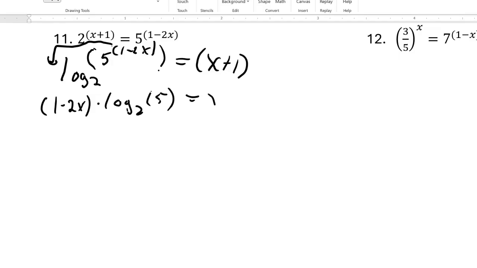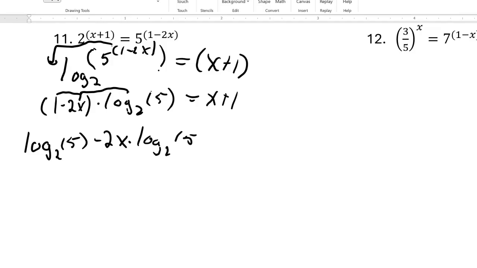Right? Right-hand side stays the same. Nothing changes there. Just drop the parentheses. But the idea is I want to get all the x's together. So the x on the left-hand side is stuck in some multiplication there. So to get access to it, I need to distribute the log base 2 of 5 to both terms here. So I end up with log base 2 of 5 minus 2x times log base 2 of 5, and then equals x plus 1 still.